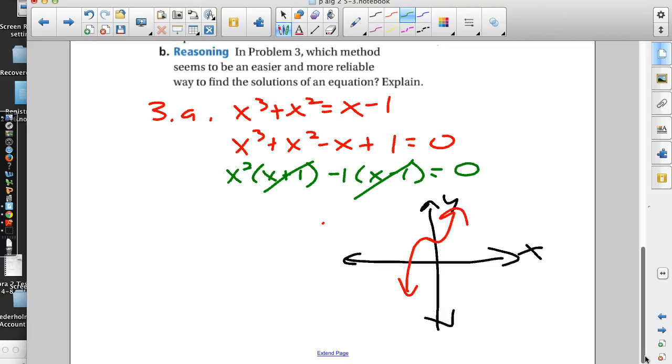How many zeros do you see? 1. How many is it supposed to have? It's supposed to have 3. Well, let's find the one we can find with Blinky here. So second trace, number 2. Down here to the left and hit enter. And then above the x-axis, hit enter. Enter to guess.